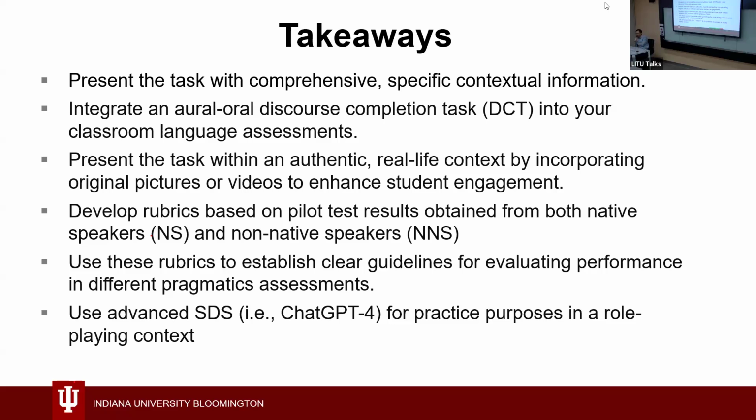Then the final point that I want to make is that, especially not for really high-stakes purposes, but for low-stakes diagnostic purposes, you could now use some more advanced spoken dialogue systems like ChatGPT 4.0. So you could do more natural role-playing contexts here. Have you ever used ChatGPT 4.0 and done some role play? No? Have you? No? Okay.